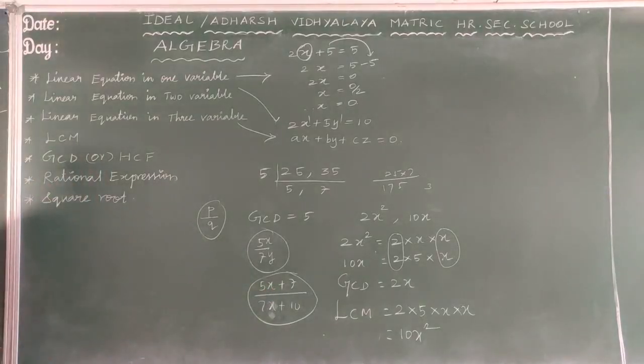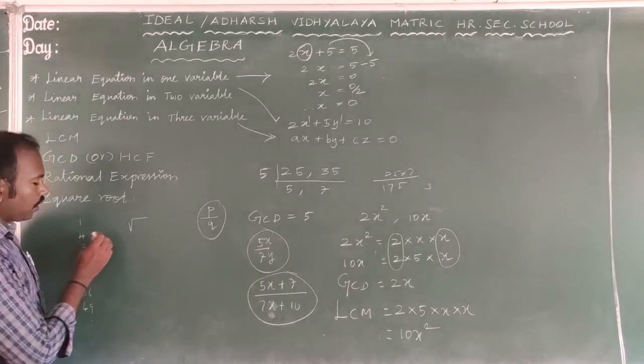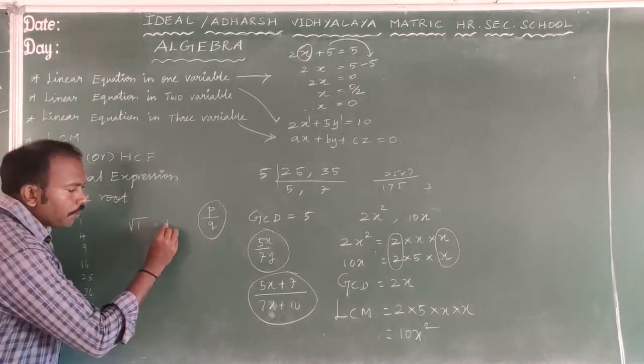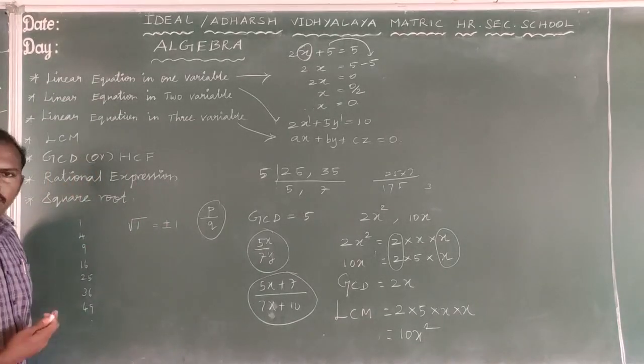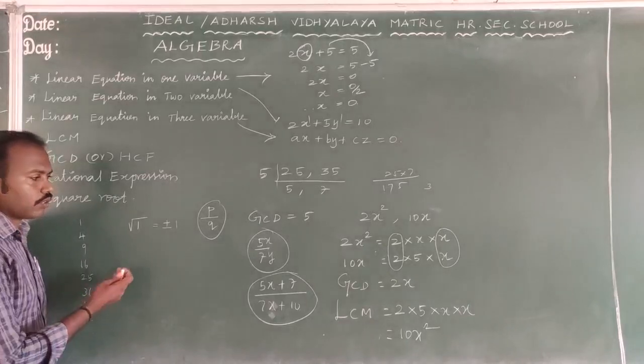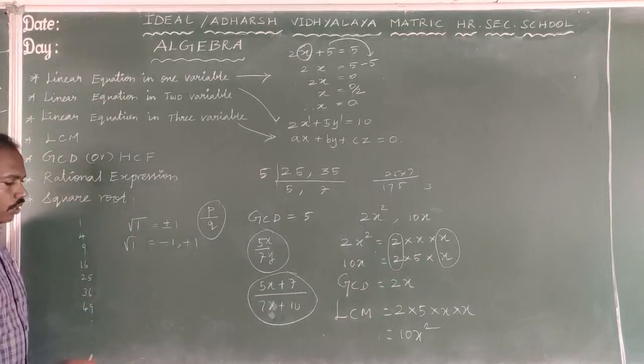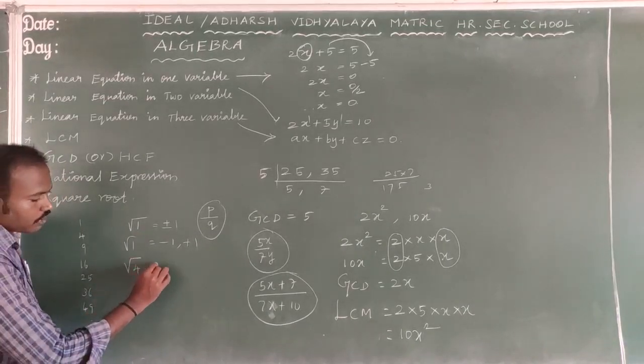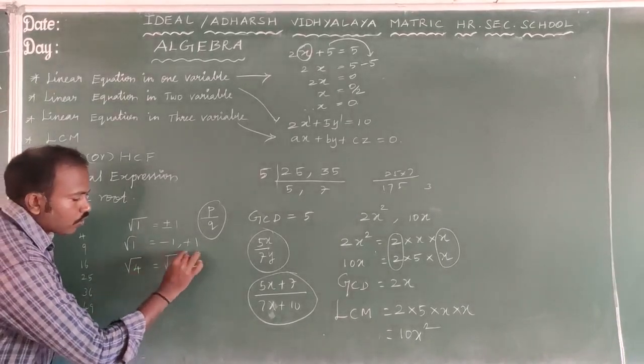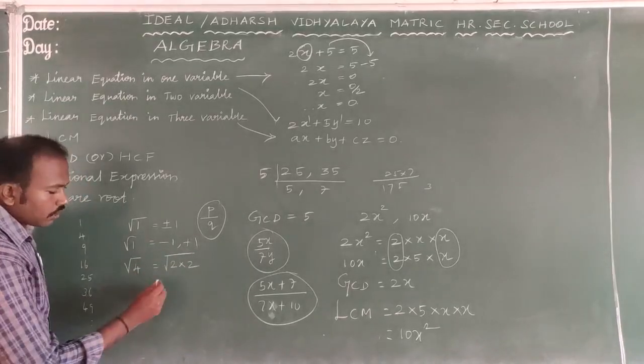Okay, right. Next, square root. We know the square numbers 1, 4, 9, 16, 25, 36, 49 and so on. All are square numbers. Square root of 1 is equal to plus or minus 1. So root 1 is equal to minus 1 comma plus 1. Next, root of 4. Root 4 is equal to square root of 2 into 2, that is equal to 2.